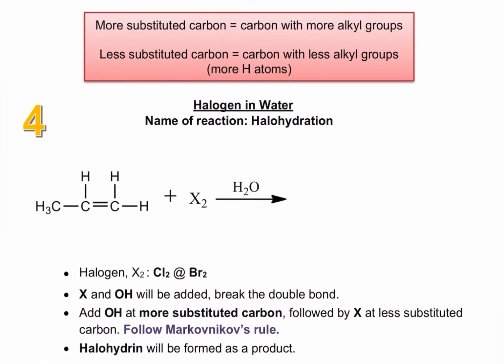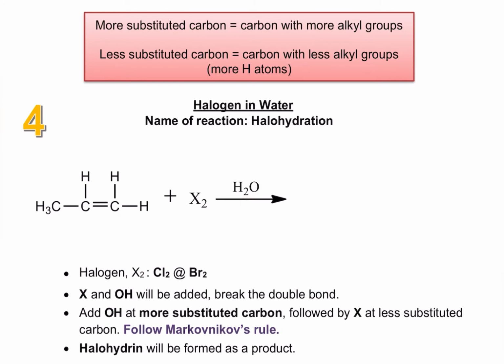Now we are going to continue with the next reaction, halogen in water. Previously we had halogen in inert solvent. Right now we have halogen in water. The name of this reaction is halogenation, where our alkene reacts with our halogen. I'm going to use the general one, X2, and you must put the extra reagent here, which is H2O, because halo means halogen and hydration means you hydrate them, so you need water.